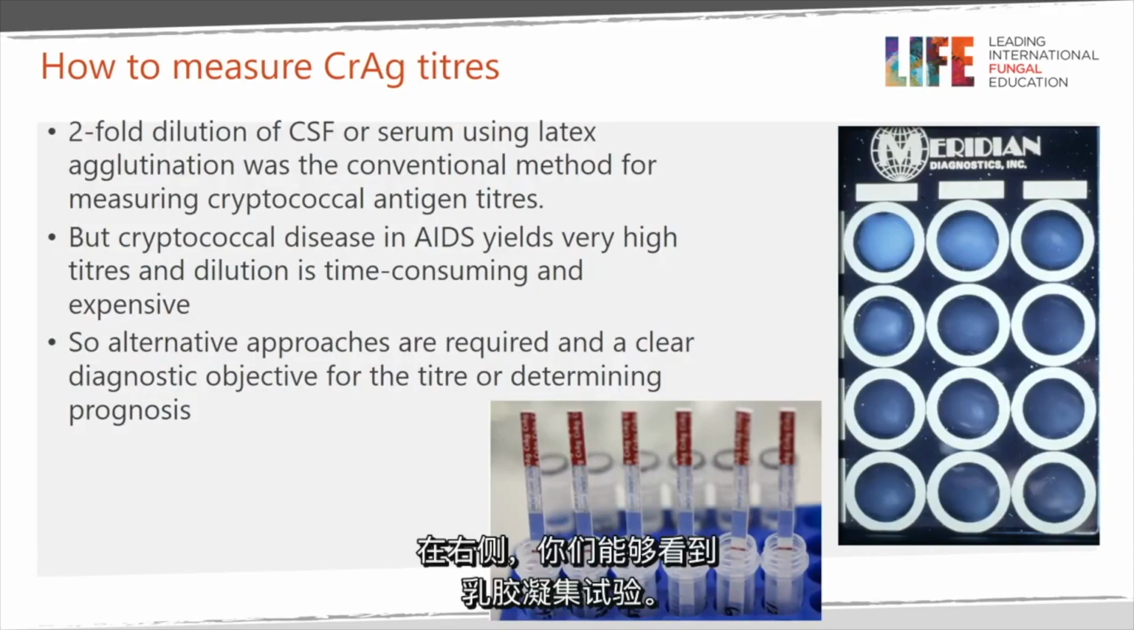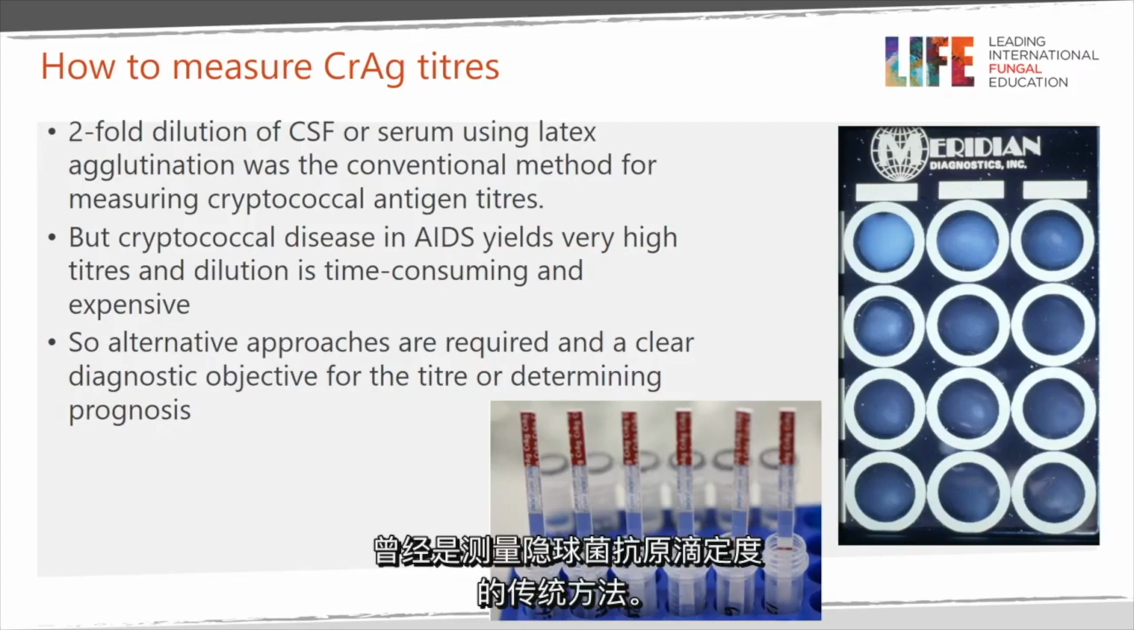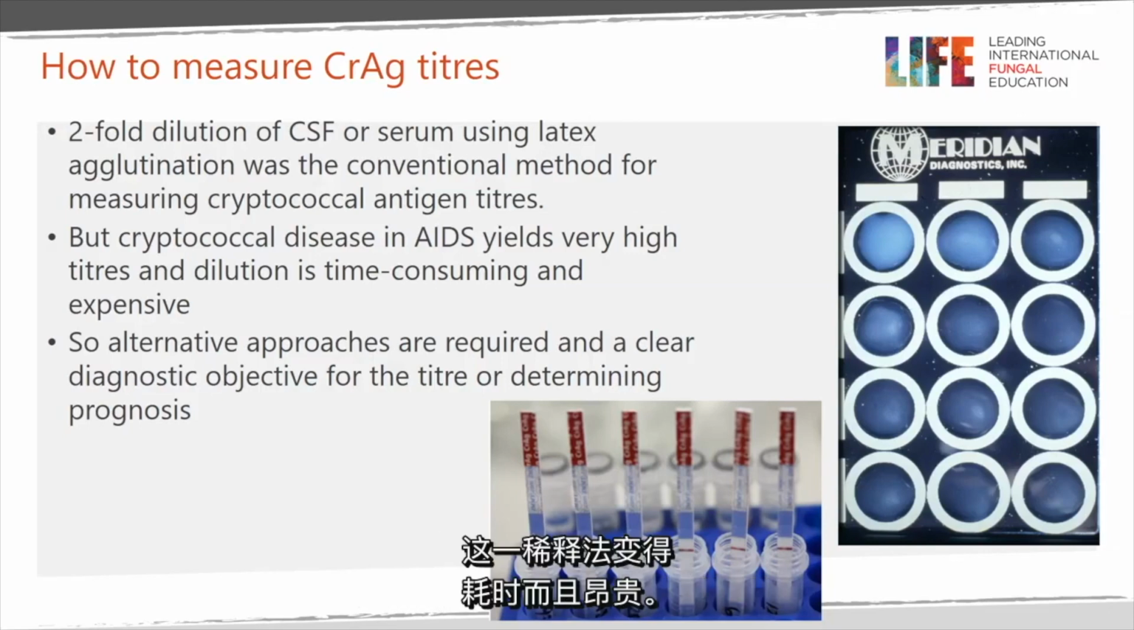On the right, you can see the latex agglutination test. 2-fold dilution of CSF or serum using this latex agglutination test historically has been the conventional method for measuring cryptococcal antigen titers. But cryptococcal disease and HIV can yield very high titers, and this dilution becomes time-consuming and expensive.